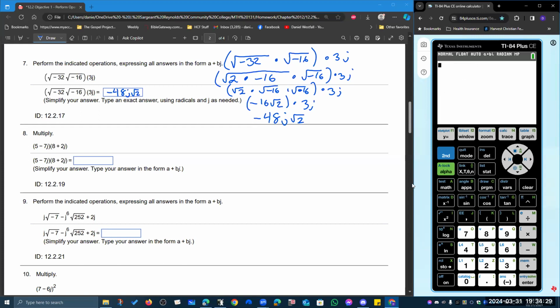All right. Now let's multiply here. 5 times 8 is 40. 5 times 2j is 10j. Negative 7j times 8 is negative 56j. And this is going to be negative 14j squared. 40 minus 46j plus 14 is going to be 54 minus 40j.